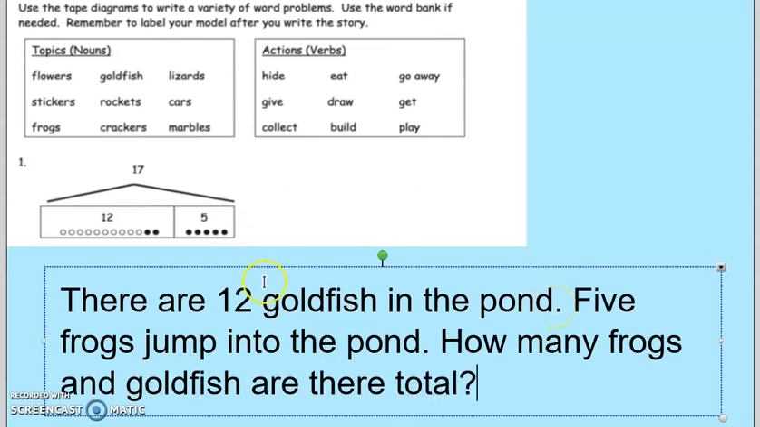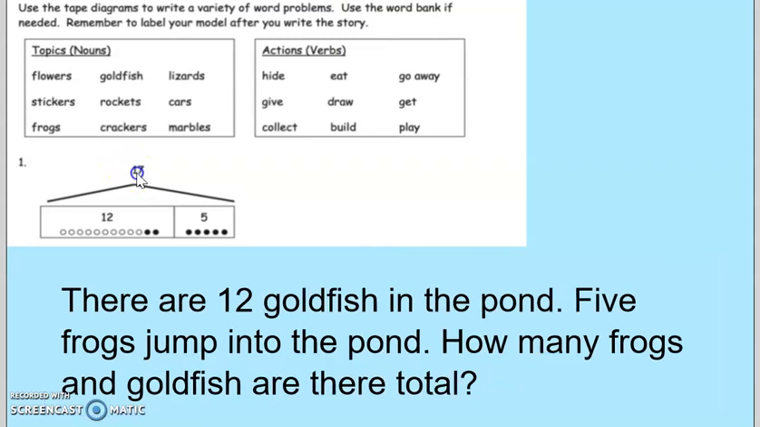This matches the model because I see there are 12 goldfish in the pond and 5 frogs jump into the pond. The question says how many frogs and goldfish are there in total? So what we're looking for is this 17. Well, now my last step, I need to label my model. So I know that the 12 was the goldfish and the 5 was the frogs. The 17 up here is my total.